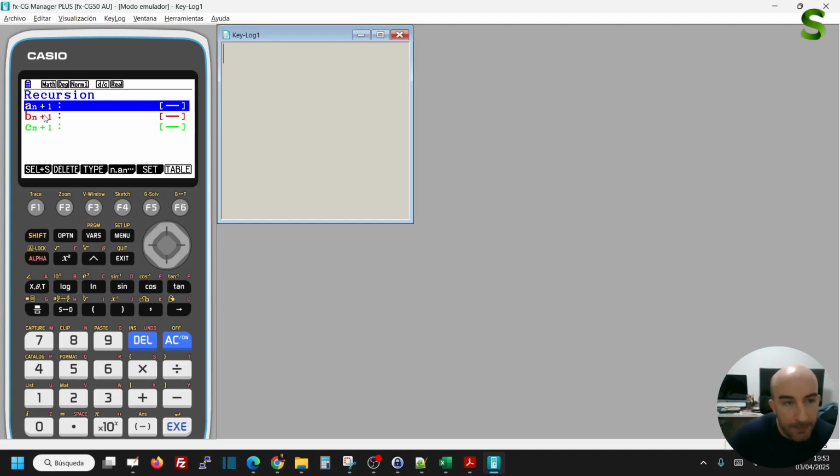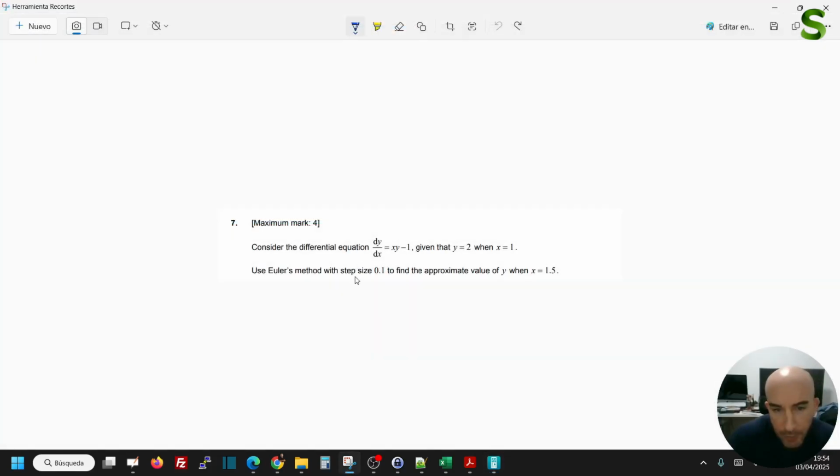So I'm going to first fill in the x's. I'm going to click here on F4, which is this value over here, and it allows me to enter an, bn, cn, and n. So we said that the next value of x was the previous value, an, plus the step, and the step in this case was 0.1, because that was what they told us.